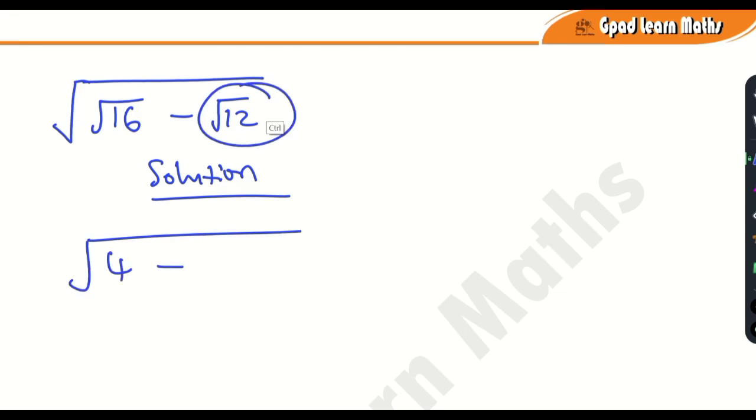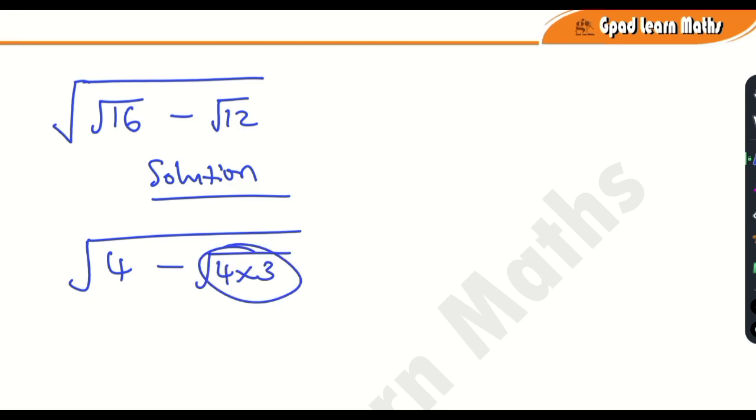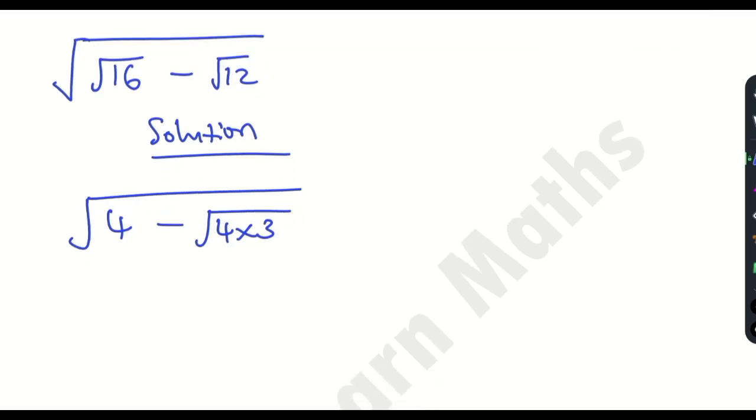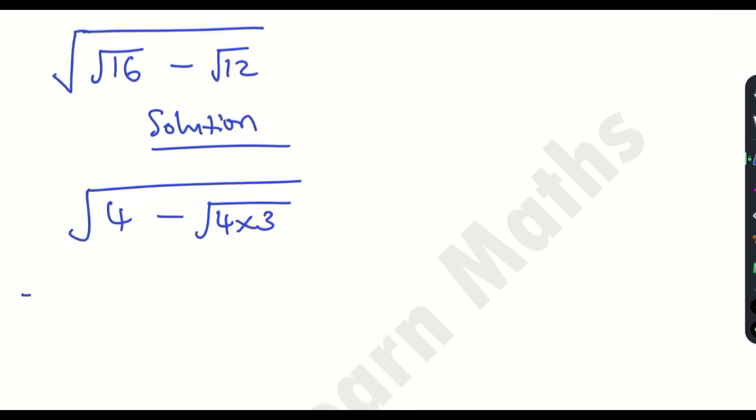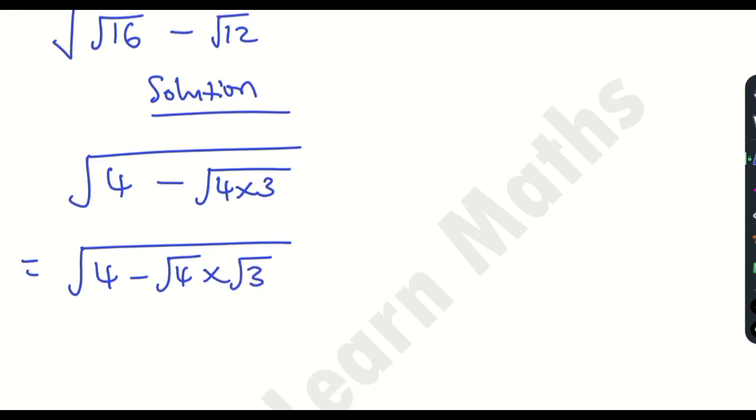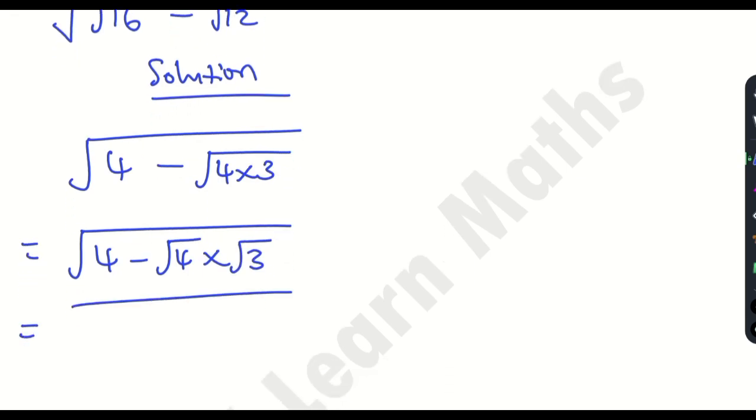What about root 12? Do you know that I can rewrite root 12 as root 4 times 3? Because 4 times 3 is 12. Very good. So I'm now going to rewrite this as the square root of 4 minus. This can be rewritten again as root 4 times root 3. Yeah, you can do that. So this is equal to the square root of 4 minus. What is root 4? That's 2. So you have 2 root 3.